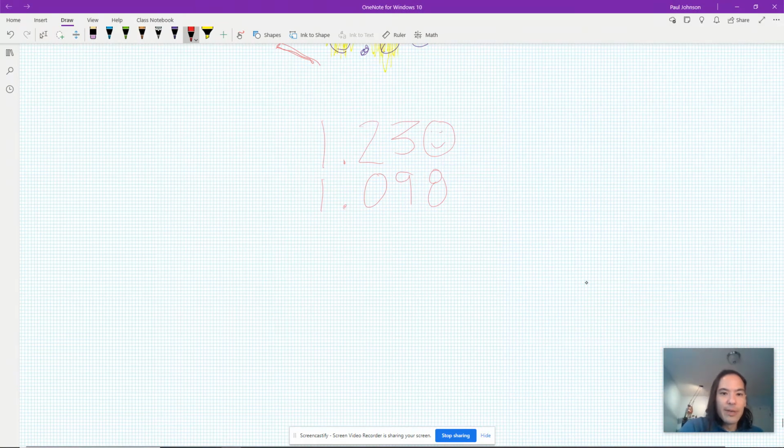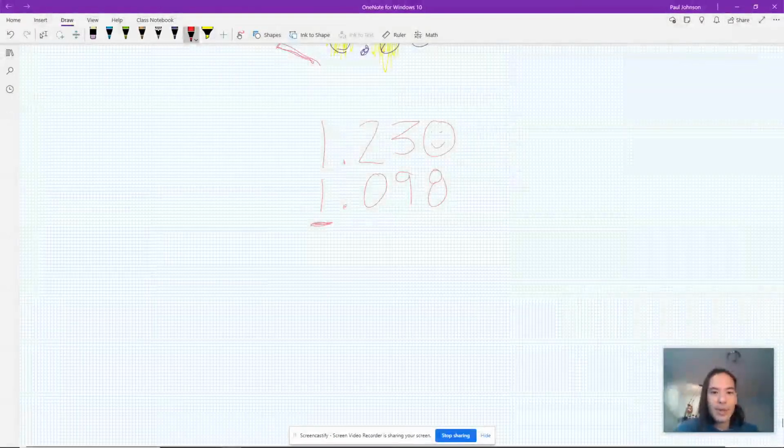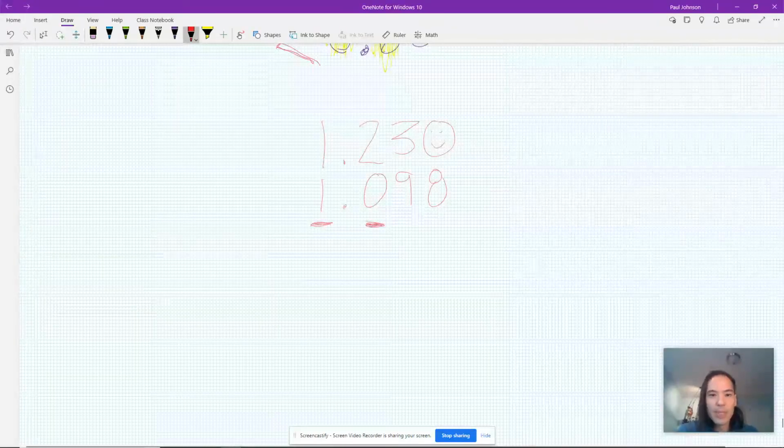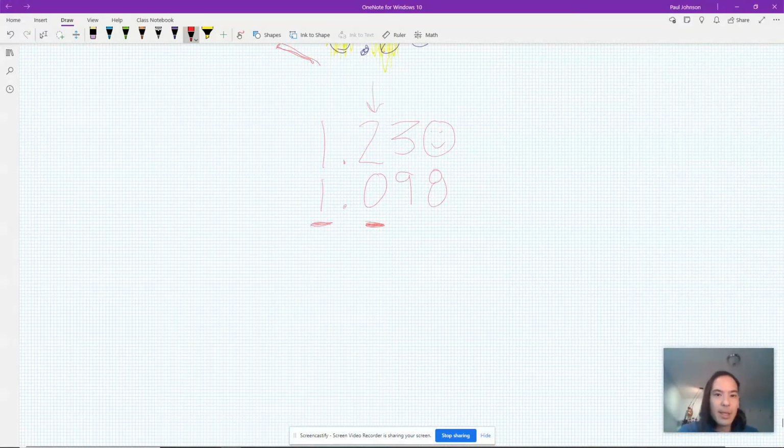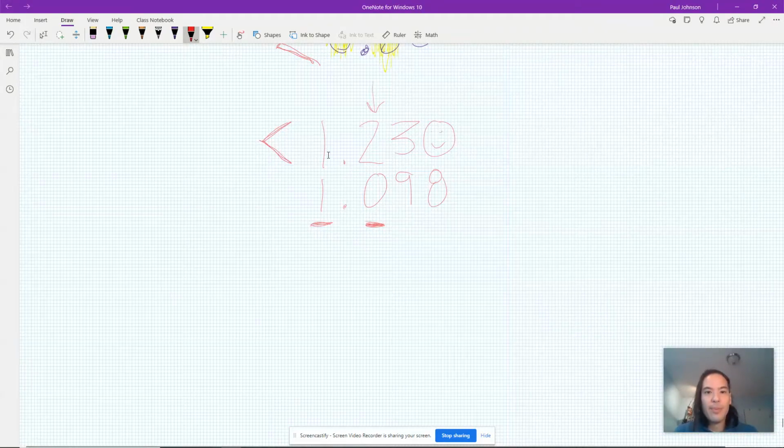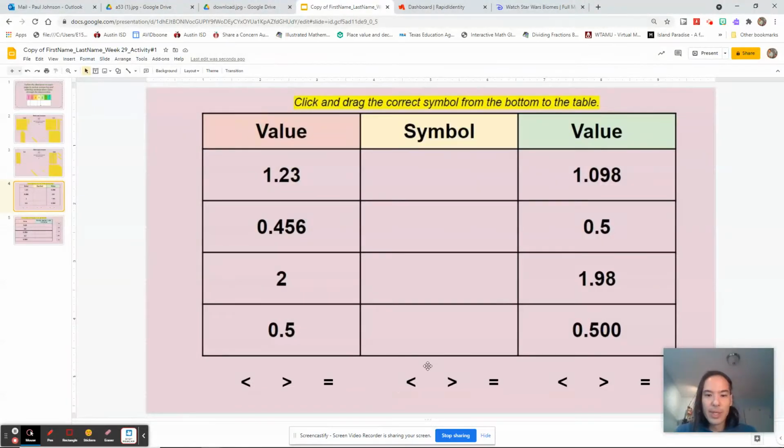So as you can see, if we look at the ones place, they're the same. If we look at the tenths place, we see that the number on top has 2 tenths, where the number on the bottom has 0 tenths. So the number on top has the greater value because it's 1 and 2 tenths, where this is 1 and 0 tenths. So once again, we're going to take our alligator, and we want our alligator to eat the bigger number, which is going to be 1 and 23 hundredths.